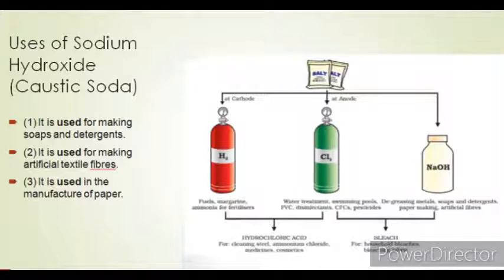for fertilizers. The chlorine which is released at the anode is used in water treatment, in swimming pools, in PVC, in disinfectants, in CFCs, that is chlorofluorocarbons, and it is also used in pesticides. Now the NaOH solution which is formed is used in the degreasing of metals, soaps, and detergents. It is also used in paper making and in artificial fibers.